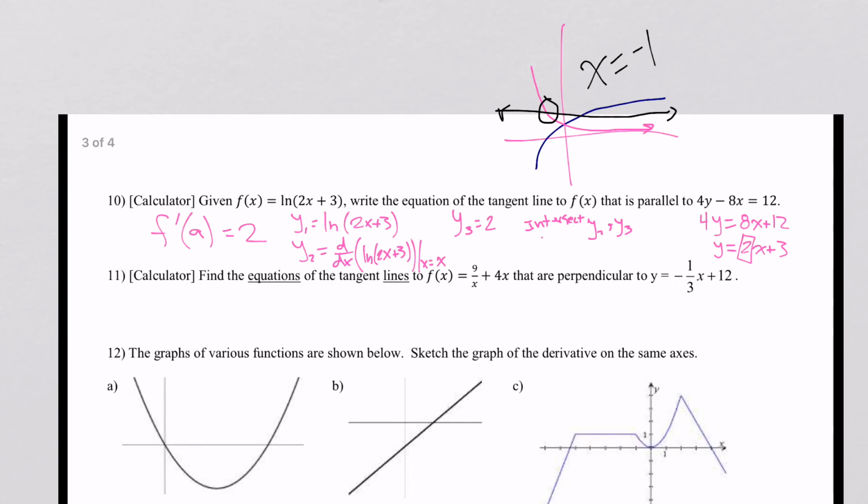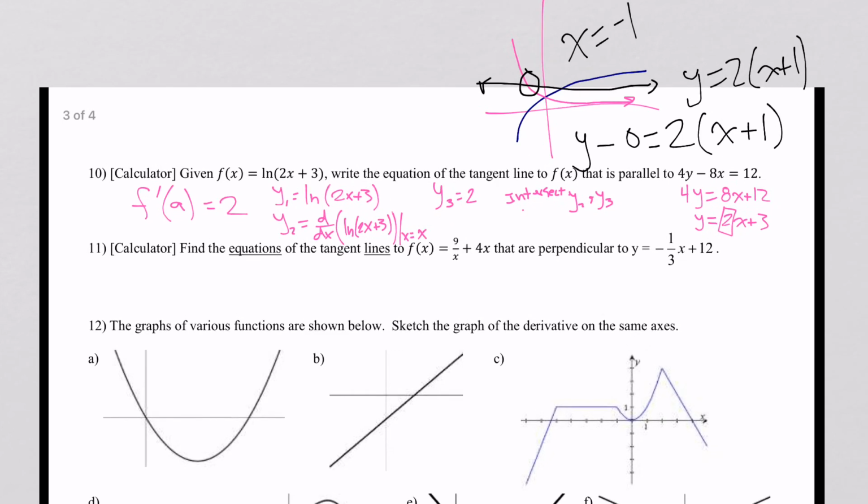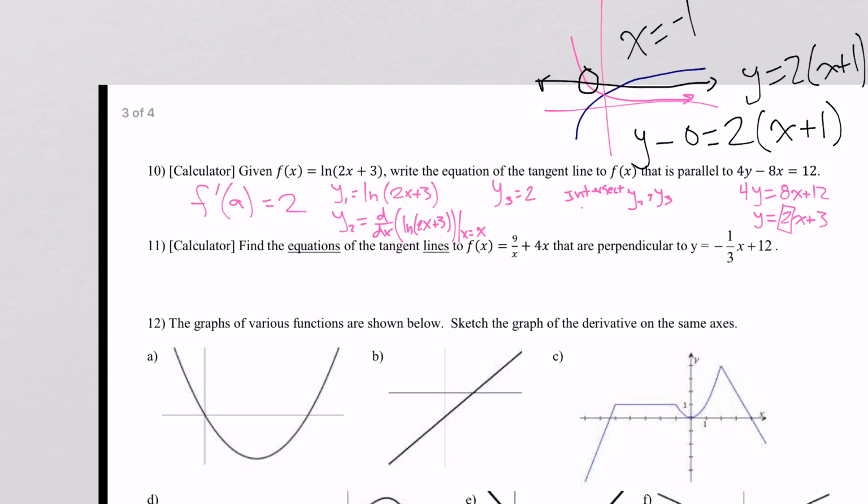So all we have to do is write the equation of the tangent line. Actually, I think the easiest way to do that is to just write it in point-slope form. Y minus, we need to find the y value of the function when x is negative 1. So I'm going to trace to y1, type in negative 1 for my x value, and I see that the y value is 0. So we got y minus 0 equals my slope, which I know is 2, times x minus the x value, which means x plus 1. And we're finished. Y equals 2 times x plus 1 is the tangent line parallel to 4y minus 8x equals 12 of the function ln of 2x plus 3.